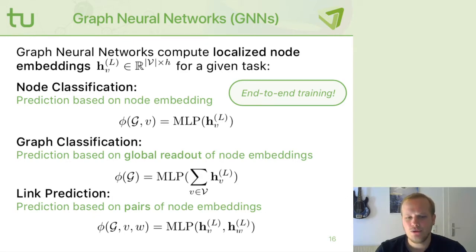And here it is important to note that the training of node embeddings happens in an end-to-end fashion in conjunction with the final classifier. And this way, node embeddings can search for features in the neighborhood around each node that might be relevant for the specific task at hand.